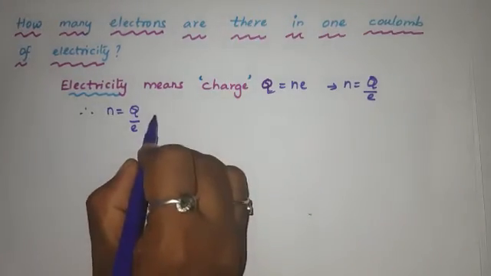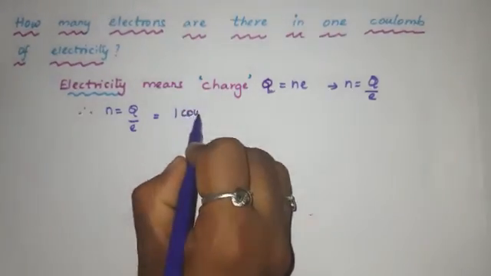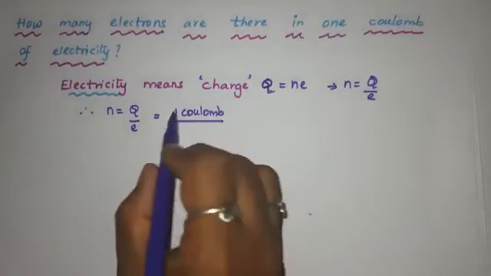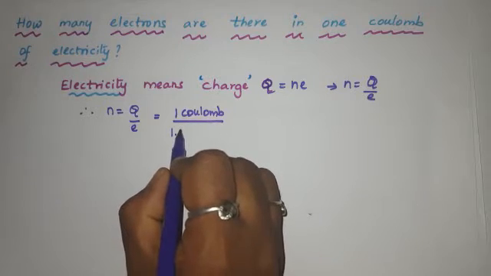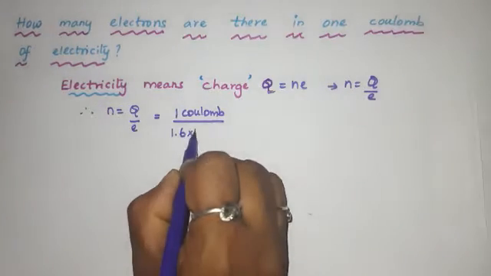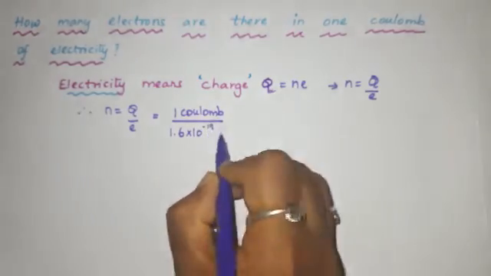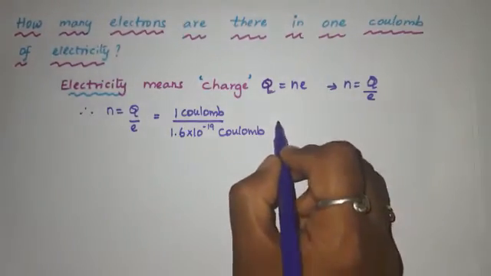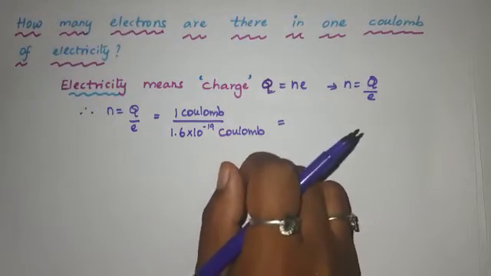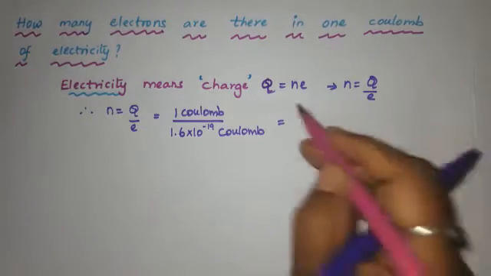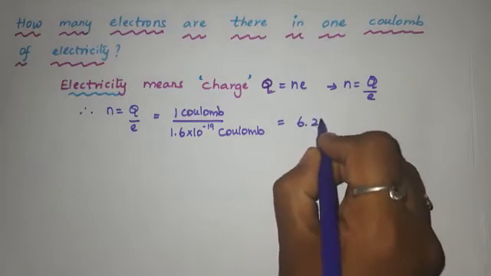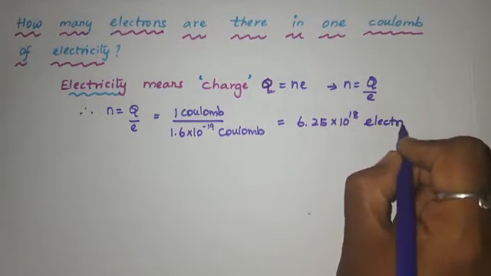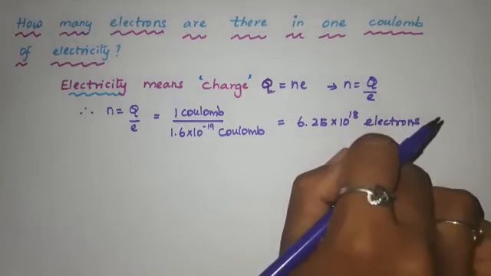Q is 1 coulomb, divided by e. The value of e we know: the charge of an electron is the constant 1.6 into 10 power minus 19 coulomb. If you calculate, we will get the answer, that is 6.25 into 10 power 18 electrons.